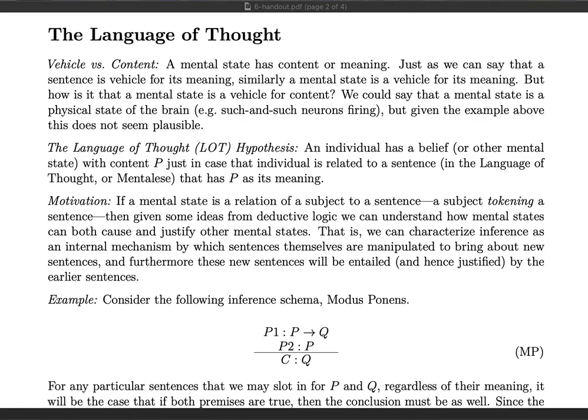Now, it's important that this sentence that the individual is related to is not necessarily a sentence of natural language, for instance, English, or if they're a French speaker, a sentence of French. Rather, what Fodor claims is that there's a certain language of thought, or another word for that is mentalese. Okay?